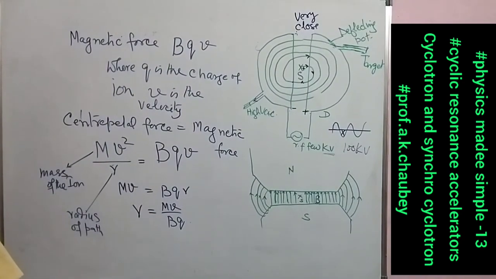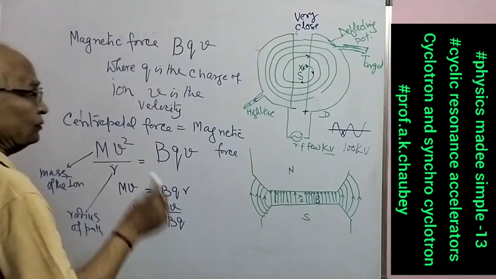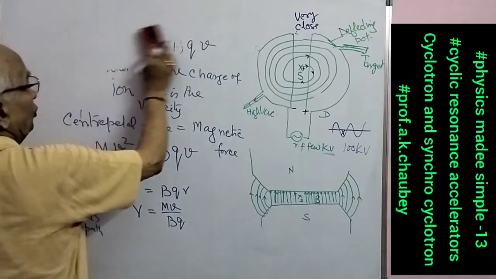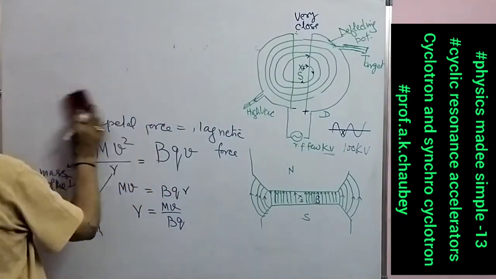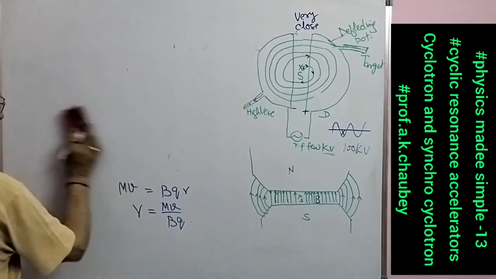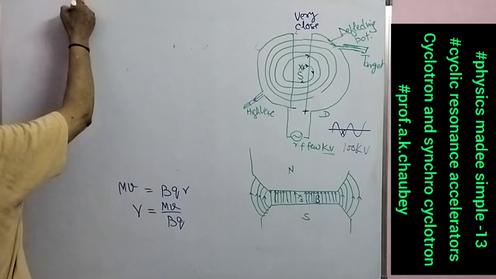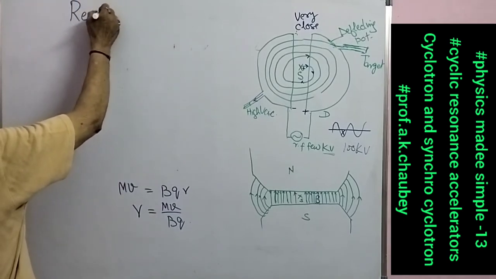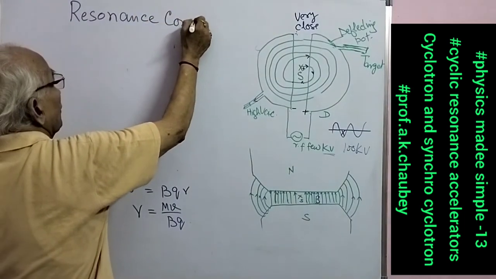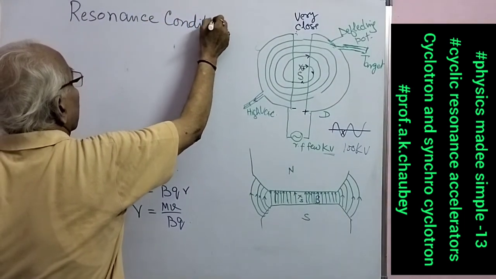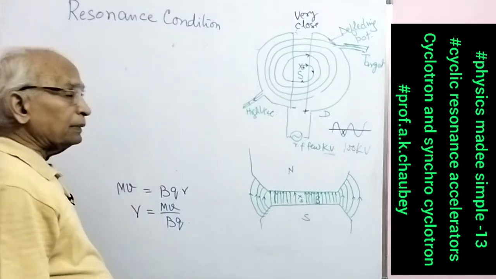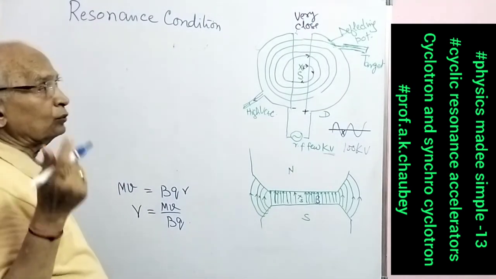Now I told you that this is the resonance accelerator, but cyclic, not linear. So what is the resonance condition? The resonance condition is between two things. What two things?